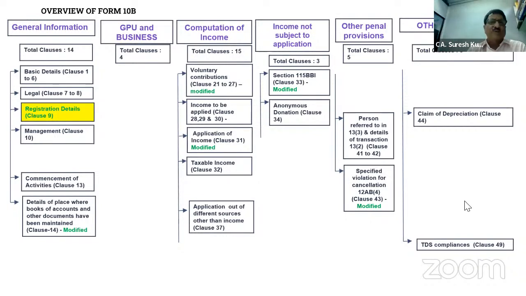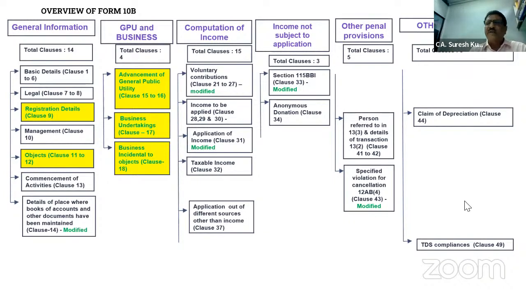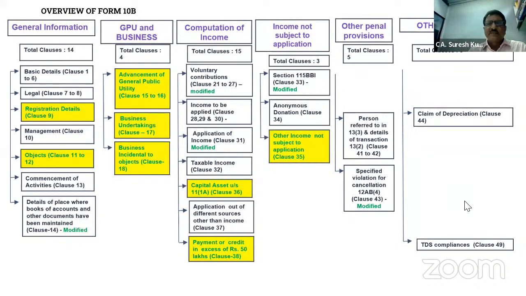And what are the new clauses? The registration details is a new clause for Form 10B. The object clause information is a new clause in Form 10B. The GPU and business clause information is a new clause under Form 10B, not there in the 10BB form: advancement of general public utility, GPU category, business undertaking 11(4), business incidental to objects 11(4A). These are new clauses, only applicable for 10B and not for 10BB. Again, capital asset and 11(1A) is a new requirement under 10B. Then payment or credit to a person beyond 50 lakhs. Then other income not subject to application. Again, new clauses. Then implication of Section 13 and the 22nd proviso of Section 10(23C).